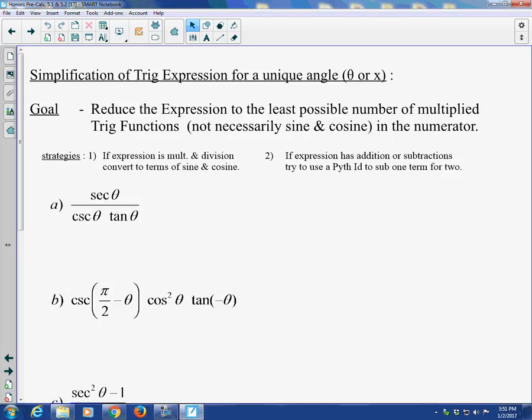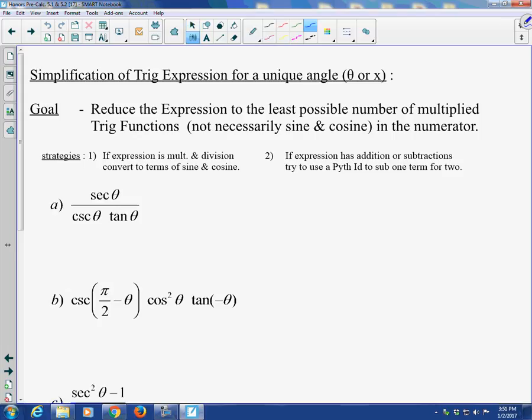The first is if the expression is in terms of multiplication and division, we're going to try to convert all of our trig functions to terms of sine and cosine. And there we should be able to see things cancel out, which will, of course, reduce down our expression. Our second strategy is if we see addition or subtraction in our expression, we're going to try to use a Pythagorean identity to substitute one term for two terms, and that's going to hopefully get us back to a place where we've got everything in terms of multiplication and division. We can change everything to sine and cosine and cancel things out.